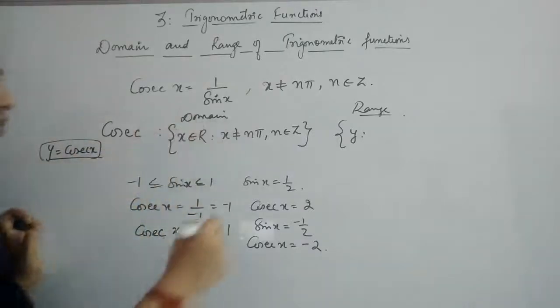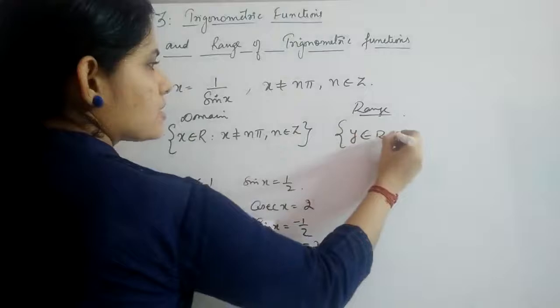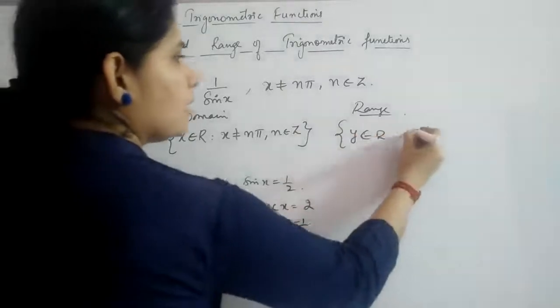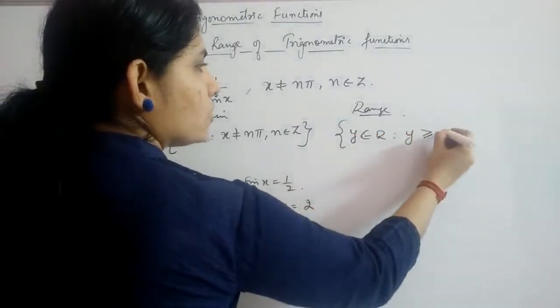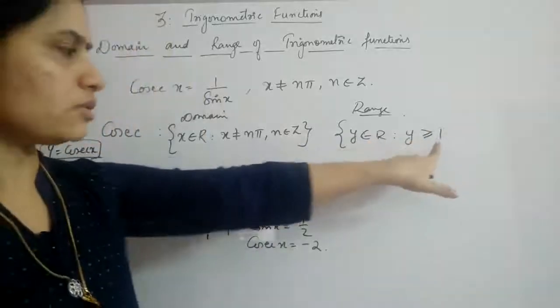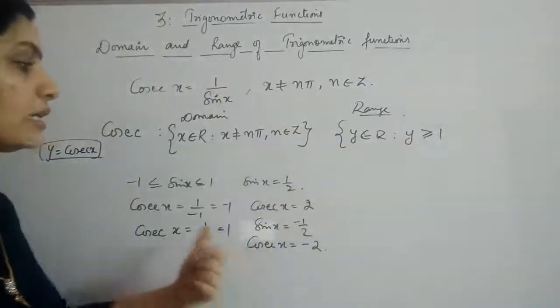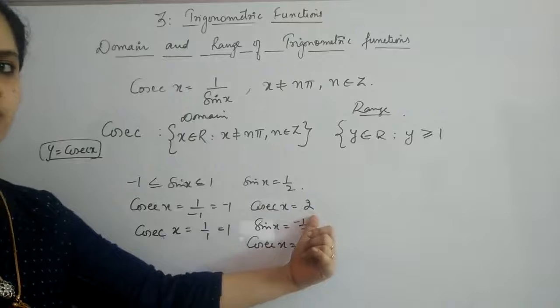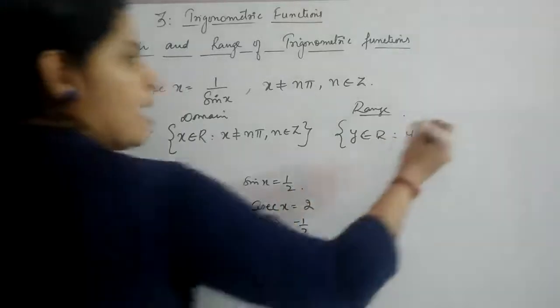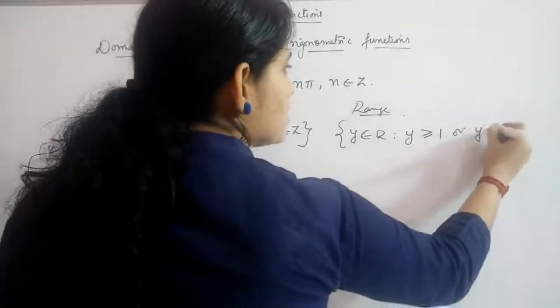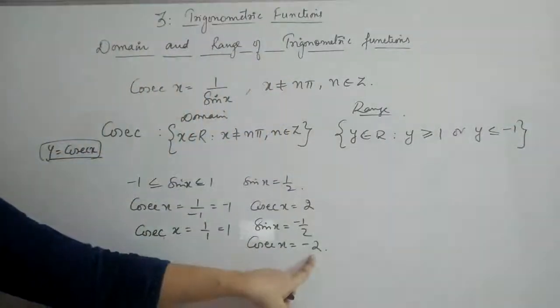So the set of all those y in R such that y can be either greater than or equal to 1. It can be 1, so it is equal to, and it can be greater than 1 because its value can be 2 if sine is 1 by 2, right? Or y is less than or equal to minus 1. So this is the less than part, like this.